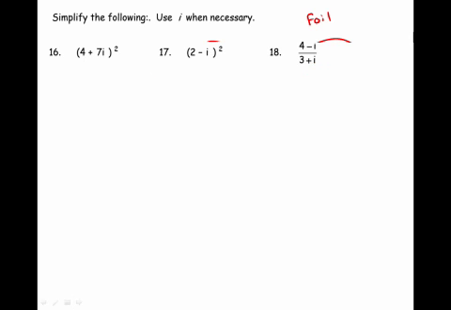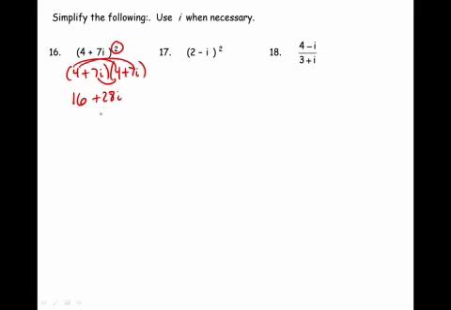Number 16, what we need to remember is that we always need to FOIL. When we have binomials squared, it means we want to multiply 4 plus 7i times 4 plus 7i. Then we'd FOIL. First, 4 times 4 is 16. Outer, 4 times 7i is plus 28i. Inner is another 28i. And then last is going to be plus 49i squared.